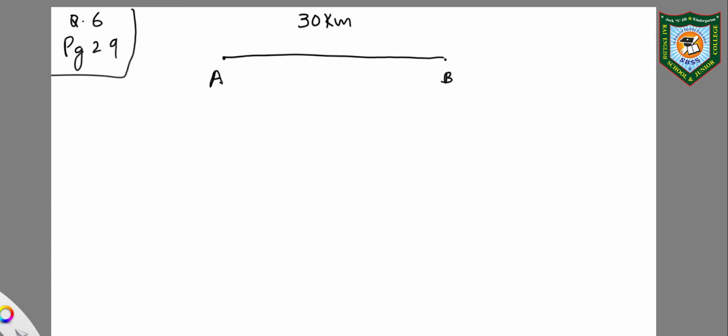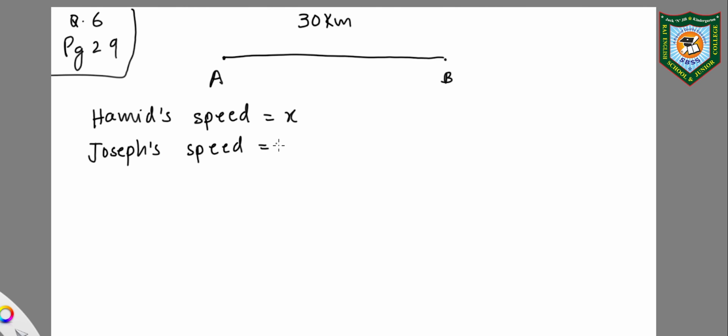Now, here we need to find the speed of Hamid and Joseph. So let's say Hamid's speed is x and Joseph's speed is y.